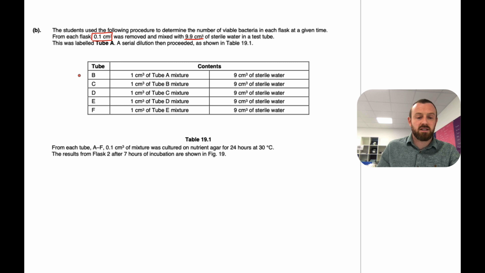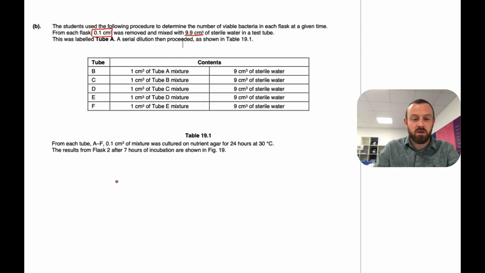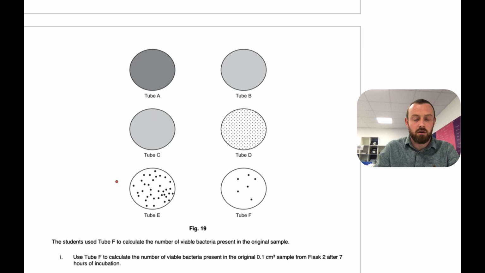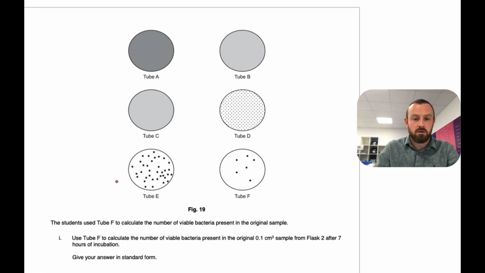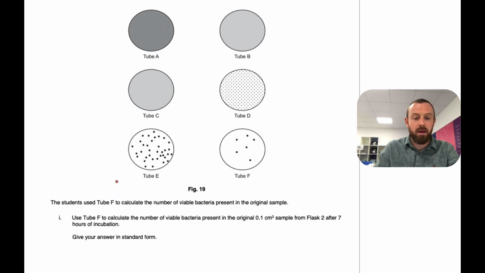Right, okay, so this is a bit baffling. From each tube A to F, 0.1 centimeter cubed was cultured, and then the results are shown here. And use tube F to calculate the number of viable bacteria present in the original 0.1 sample. So tube F here has 1, 2, 3, 4, 5, 6 bacteria.